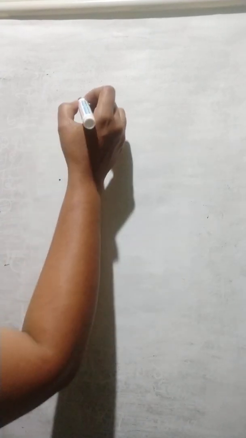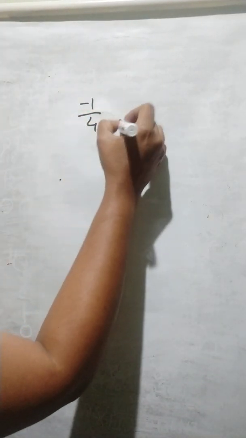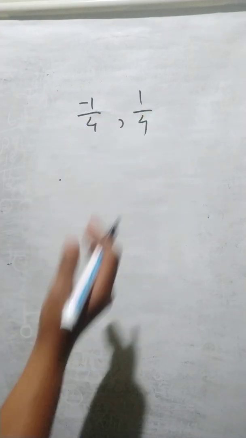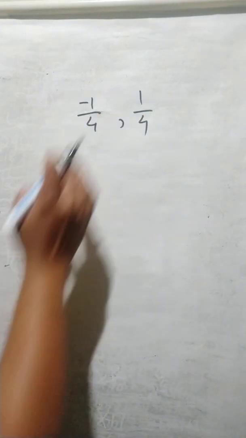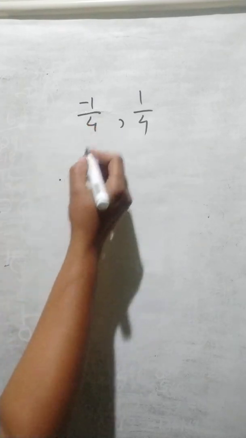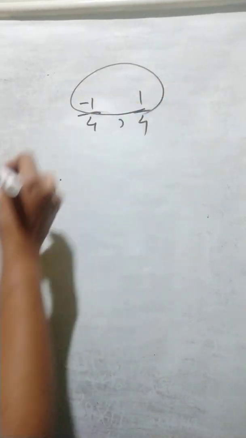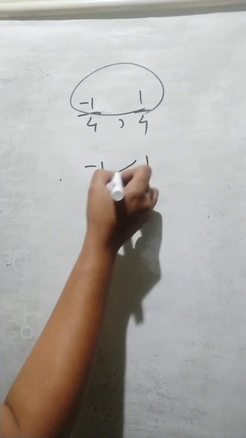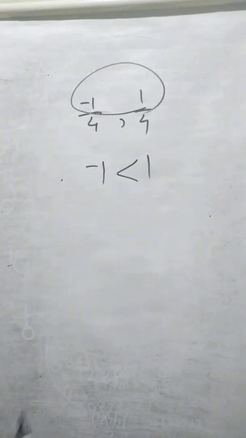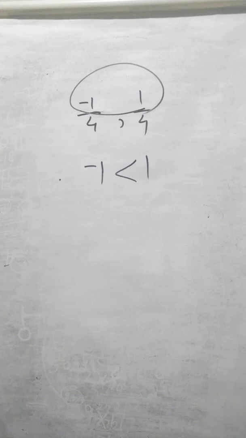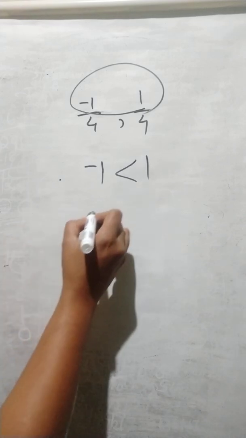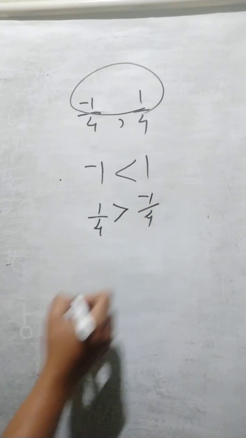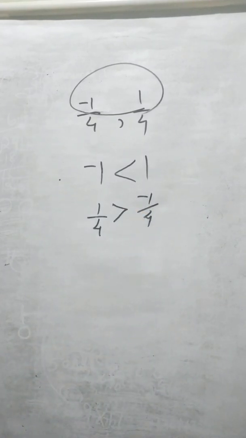Fourth question is negative 1 on 4 and 1 on 4. Here denominators are same. So we don't want to take more risk. Both denominators are same. Next we have to compare the numerators. Here negative 1 and positive 1. It's very clear. All positive numbers are greater than the negative numbers. So we can say 1 on 4 is greater than negative 1 on 4. Next question.